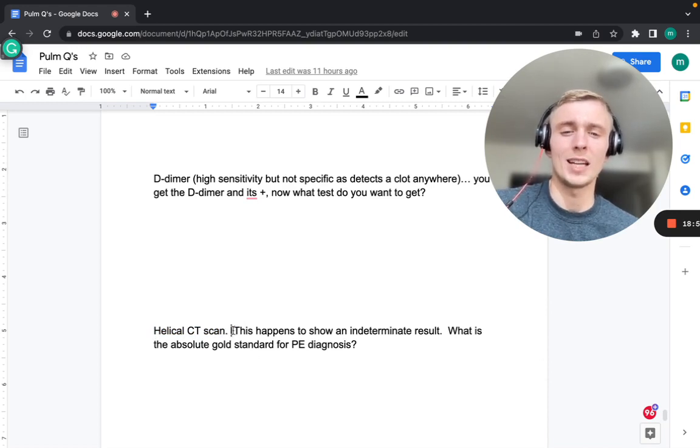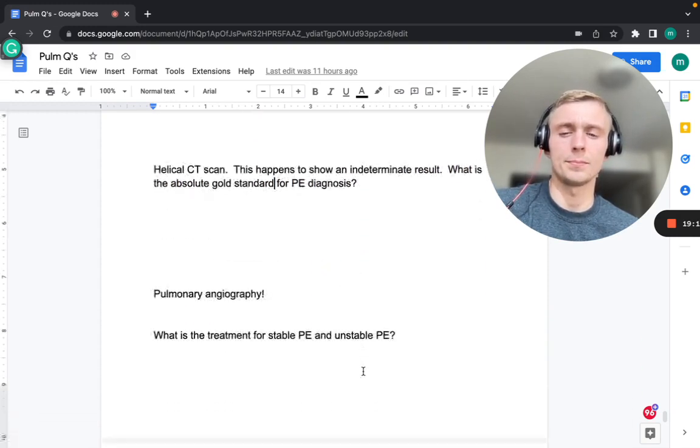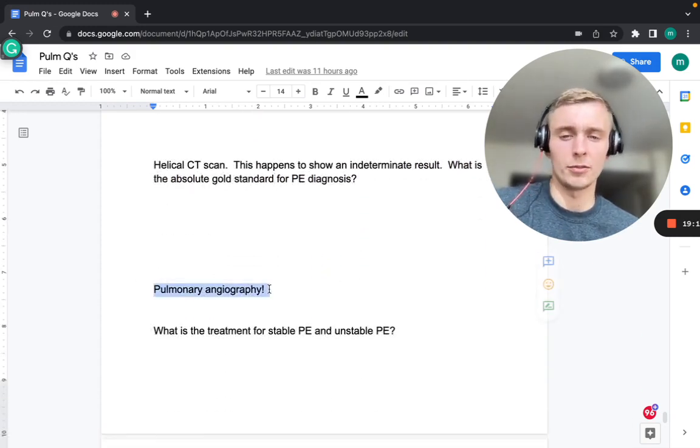This happens to show an indeterminate result. So the CT scan shows an indeterminate result. What is the absolute gold standard for PE diagnosis? Now you're starting to get concerned that they do have a PE, and you want to rule it in with the gold standard. That's going to be pulmonary angiography. Don't get that confused if they ask what the gold standard is. That's pulmonary angiography, not helical CT, but helical CT is often a good test to use.